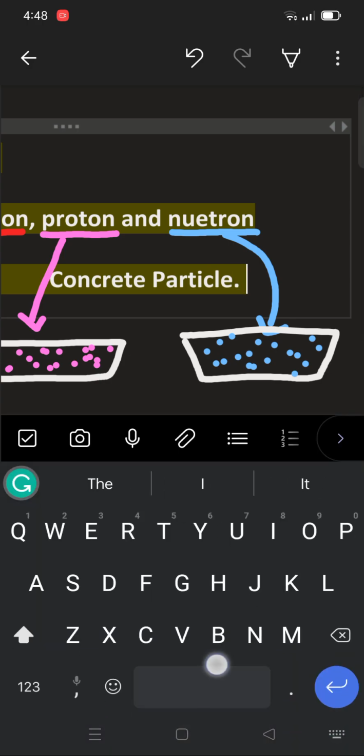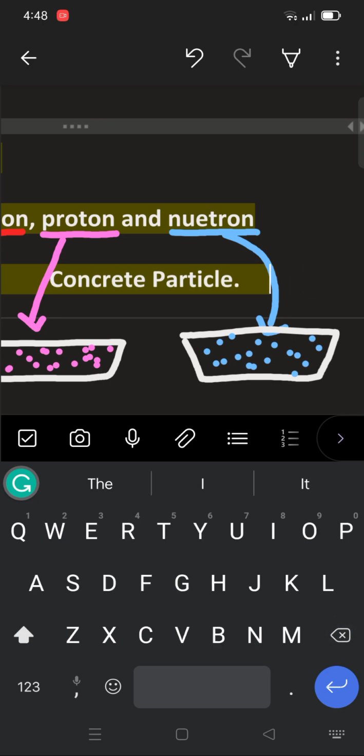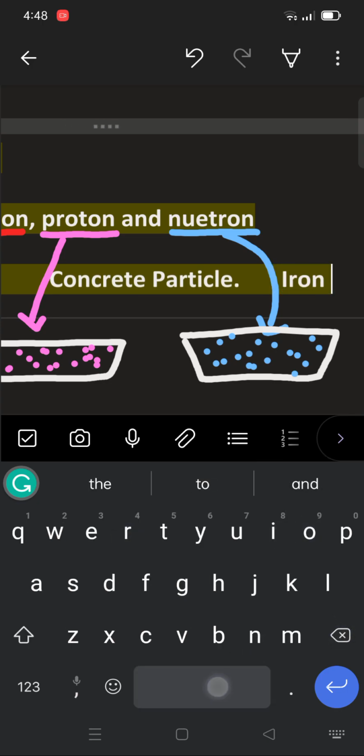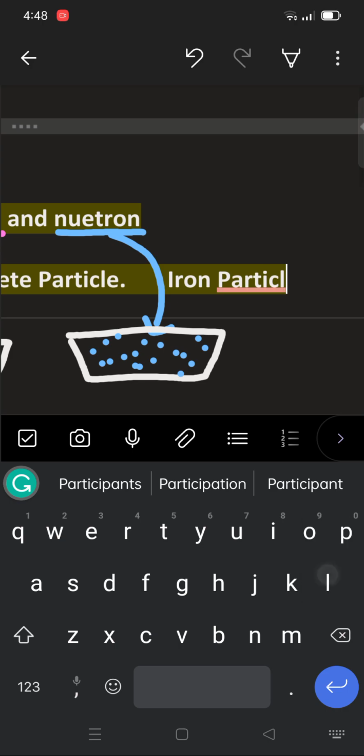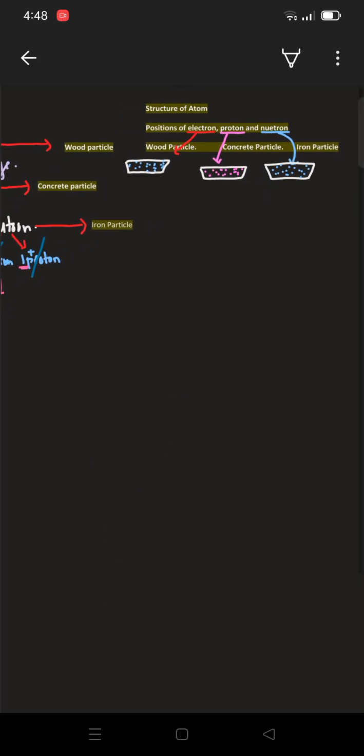Last but not the least is neutron, which is also known as iron particle. So let's make iron particle here, which are basically neutron. Let's write this now. Iron particle. These are basically iron particles. So we have wood particle, concrete particle as well as iron particle.